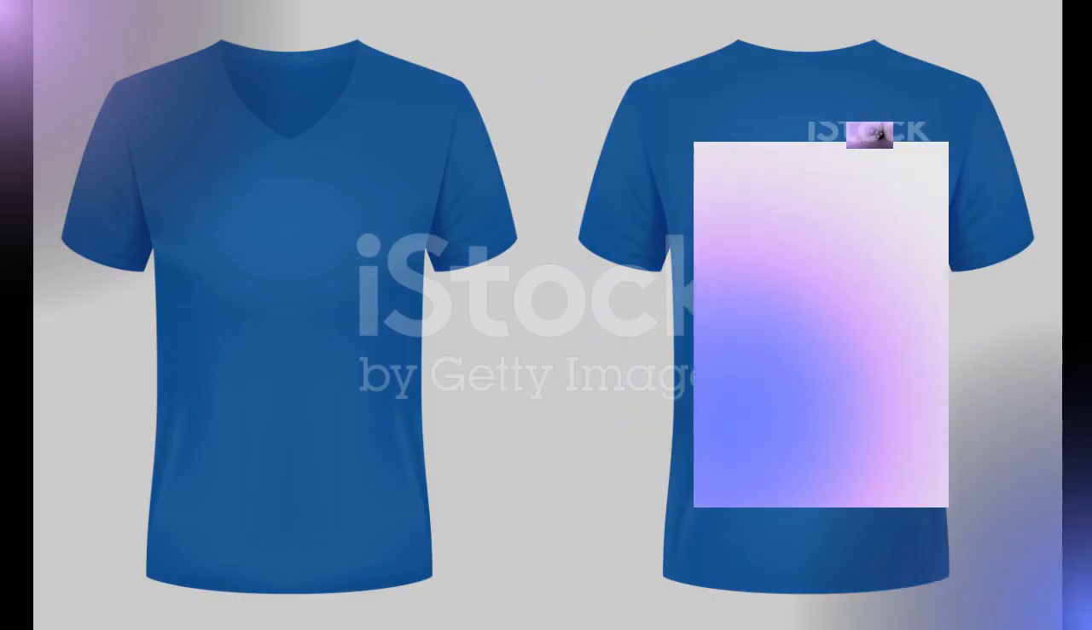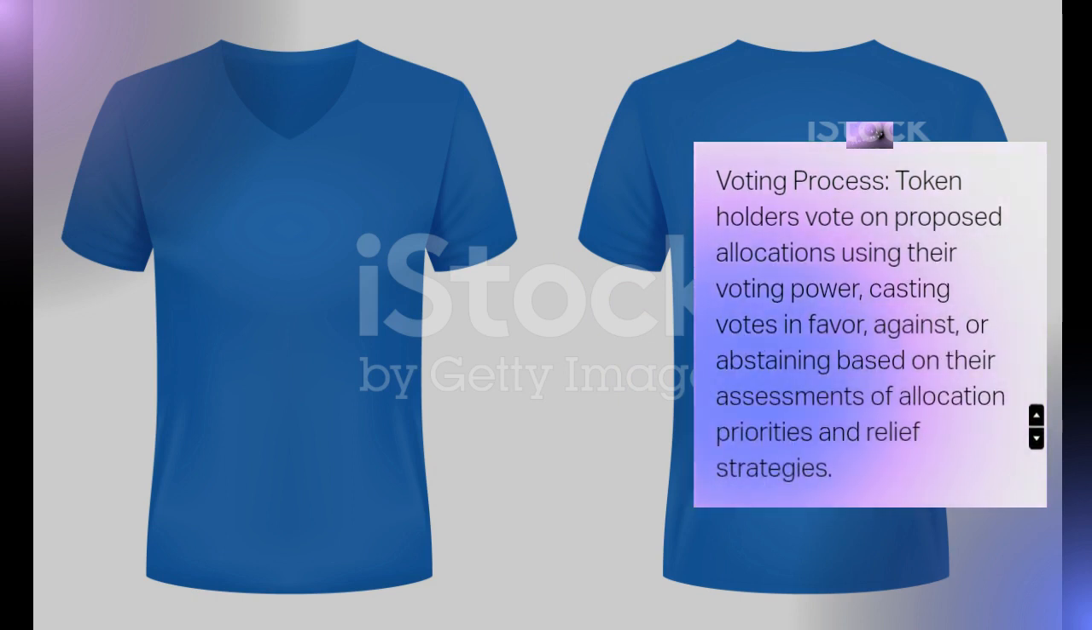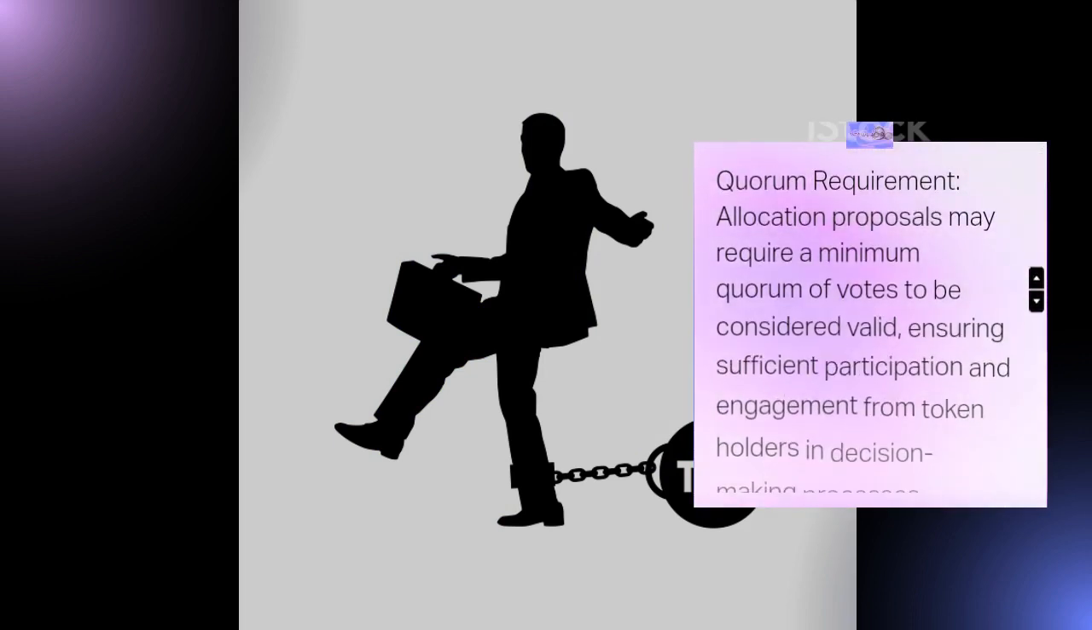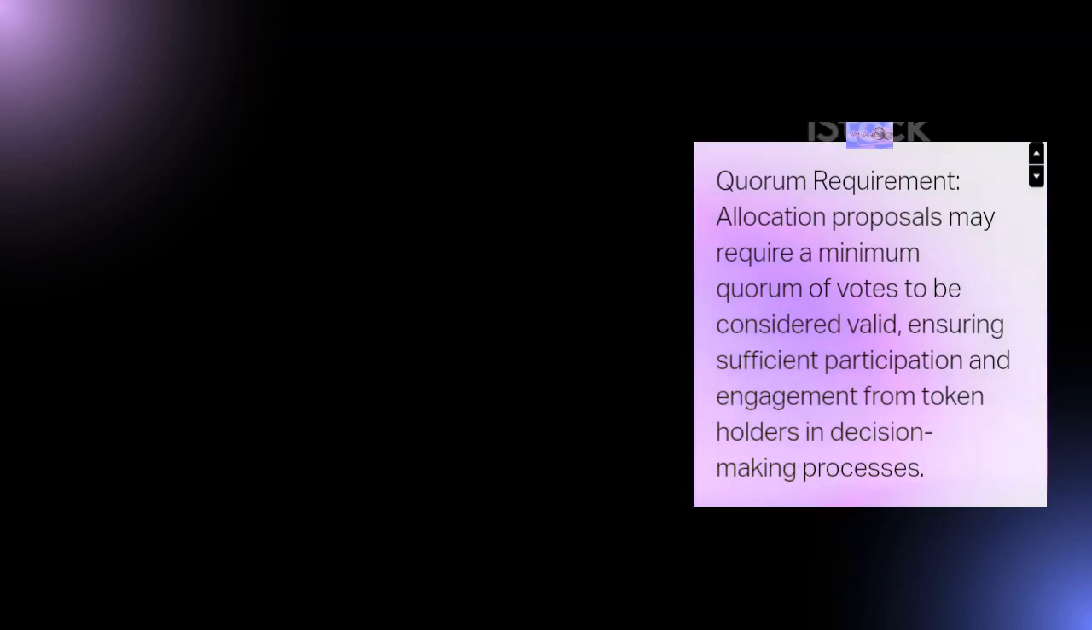Voting process. Token holders vote on proposed allocations using their voting power, casting votes in favor, against, or abstaining based on their assessments of allocation priorities and relief strategies. Quorum requirement. Allocation proposals may require a minimum quorum of votes to be considered valid, ensuring sufficient participation and engagement from token holders in decision-making processes.